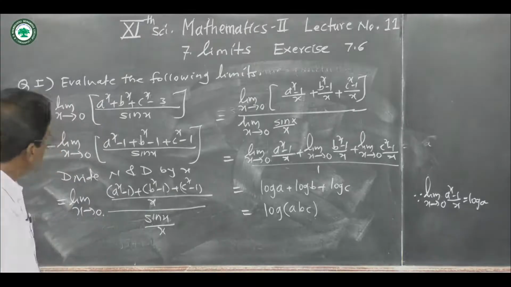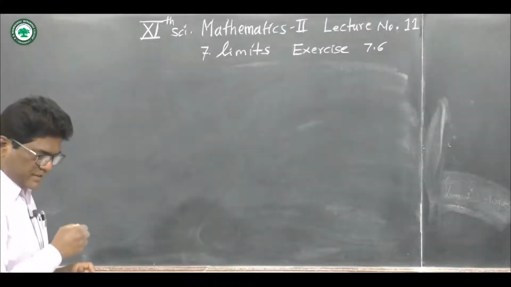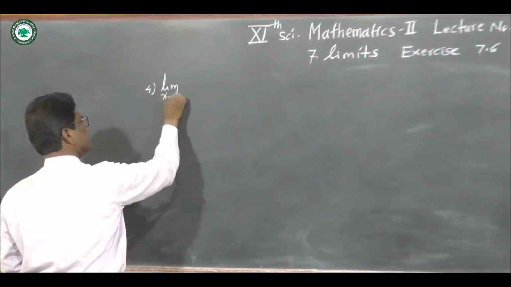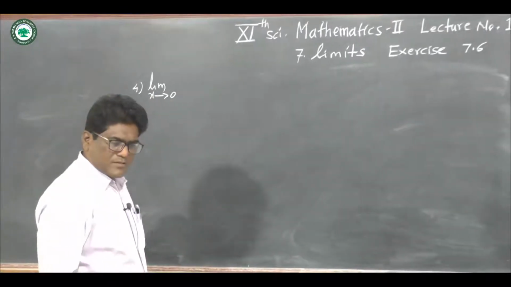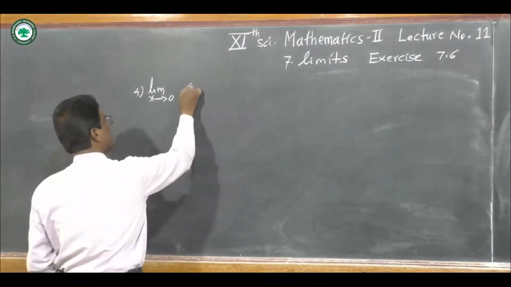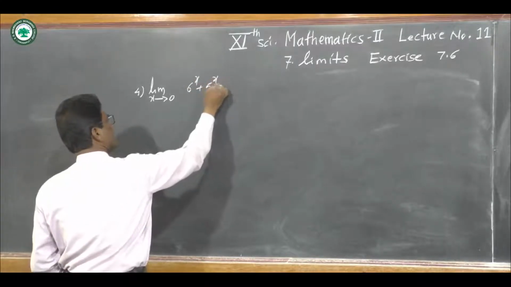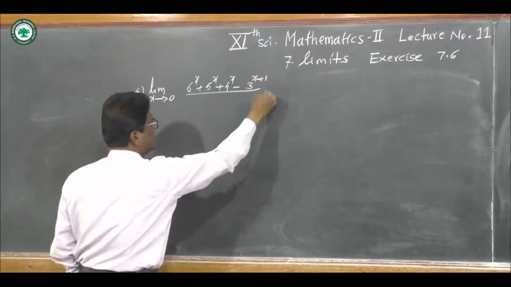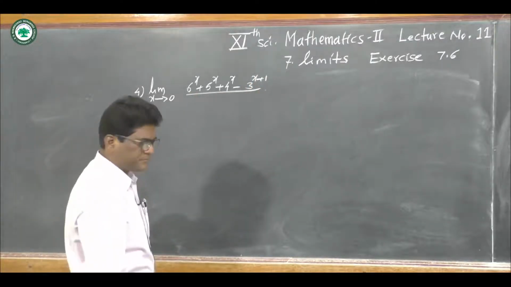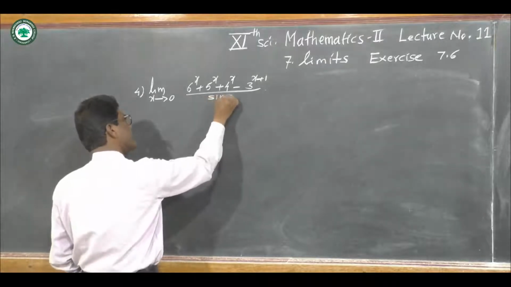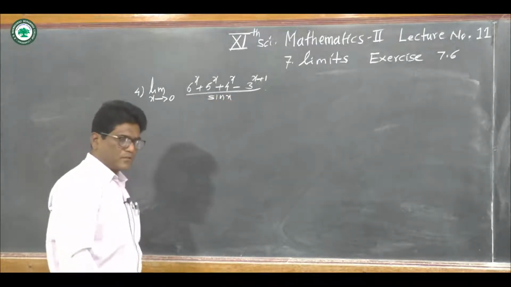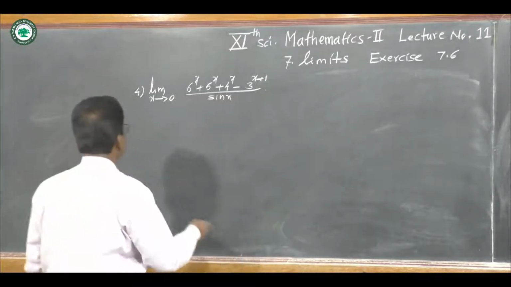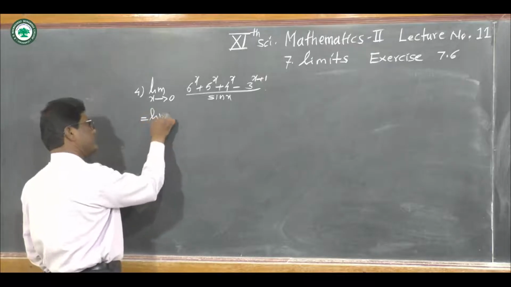Now the fourth problem here: limit x tends to 0 of (6^x + 5^x + 4^x - 3^(x+1)) divided by sin x. So the solution of this problem, it is equal to limit x tends to 0.